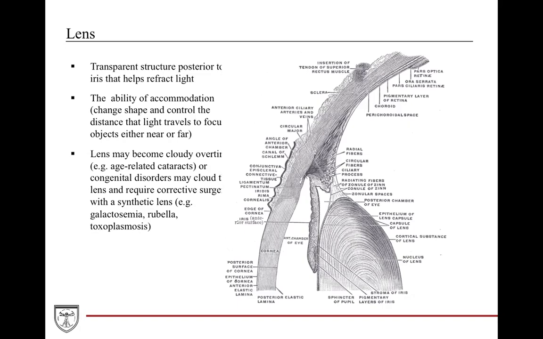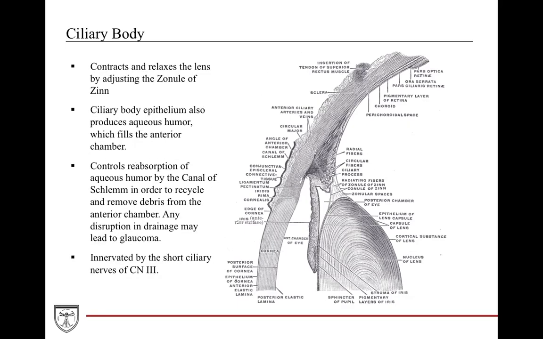Over time, age-related cataracts can occur, or even congenital disorders like galactosemia, rubella, or toxoplasmosis can cause cataracts. And when that occurs, the lenses are damaged. You've got to go in, remove them, and put a synthetic lens in place.